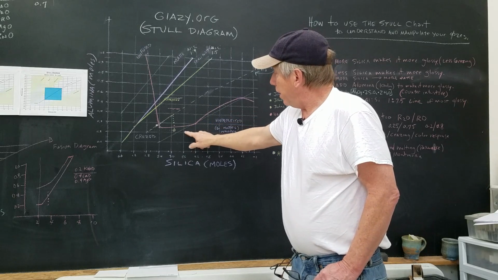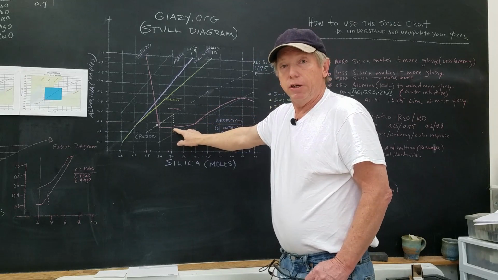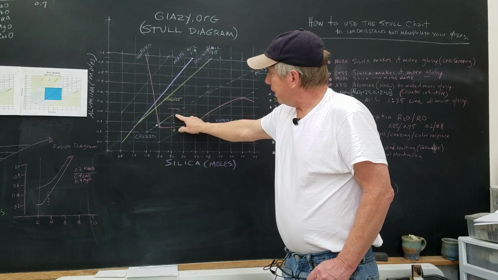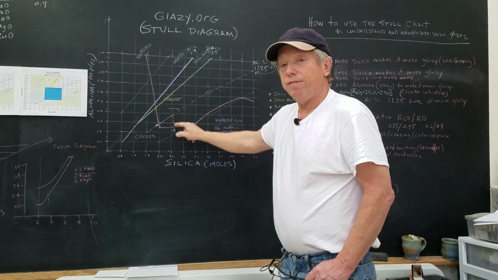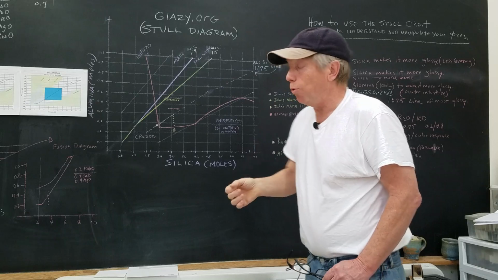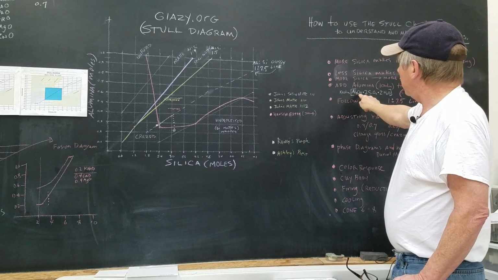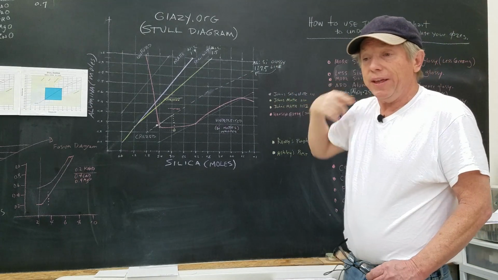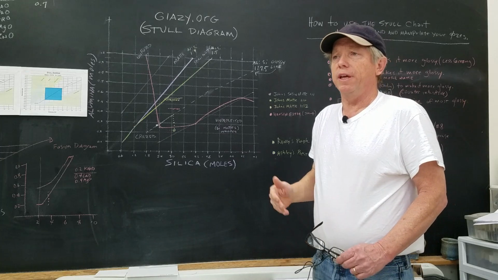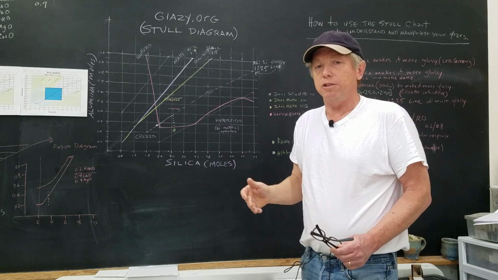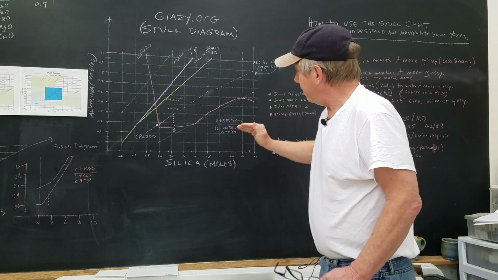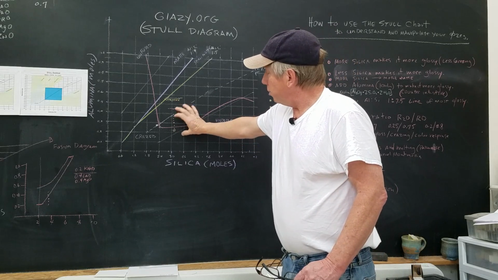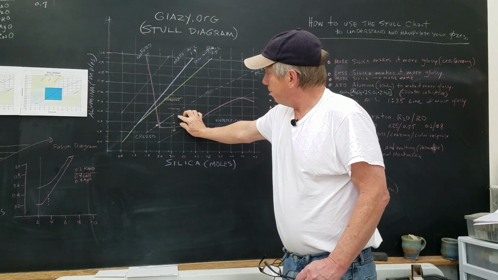If we are down below the line here, in order to get to the glossy area, we're going to have to add alumina. That's in the form of kaolin. And so that's counterintuitive. You normally think if a glaze is matte and you add kaolin, it becomes more matte. But in this case, it needs more alumina to form the glass correctly.